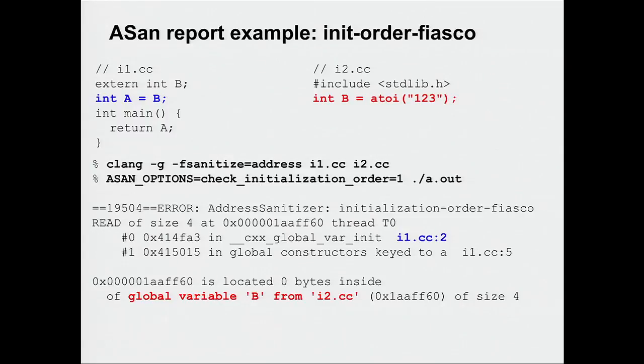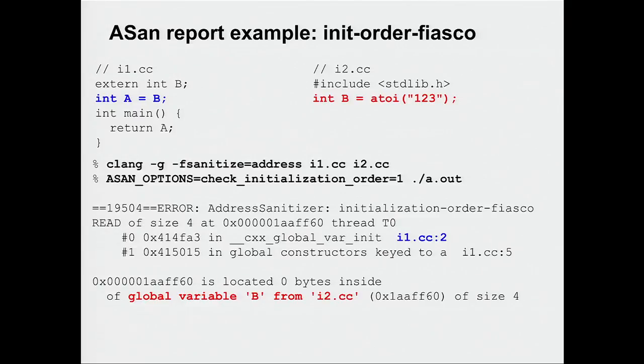So if you build this program with AddressSanitizer using the -fsanitize=address flag, and you specify a runtime option using the ASAN_OPTIONS environment variable before running it, you'll see an error report, and ASan will actually show you that when you initialize the variable from i1.cc, you're actually accessing the global variable from another module, and it's a fatal error, and the program crashes at this point.